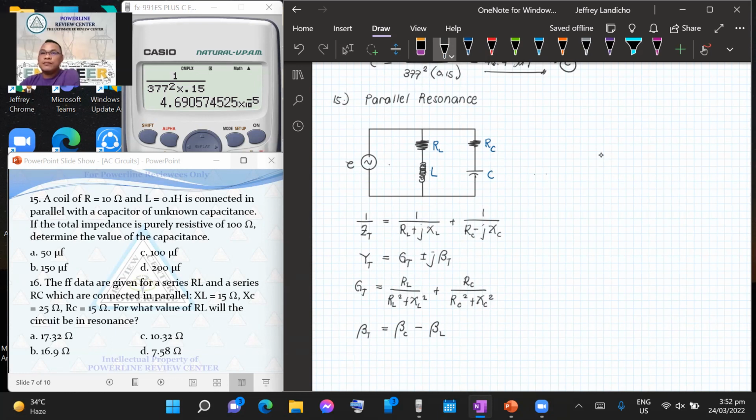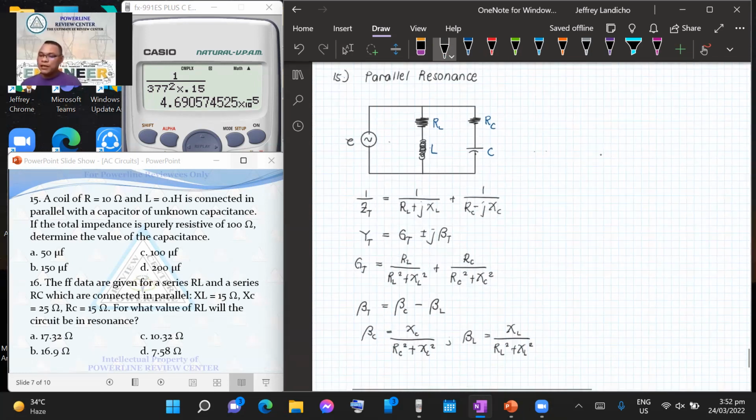Ano formula ng ating susceptance? So, alam na natin susceptance, reactance over. So, kapag kinuha mo yung capacitive susceptance, ibig sabihin, capacitive reactance, i-divide mo kanino? Resistance in series with capacitance squared plus yung capacitive reactance squared. Kapag kinuha mo naman yung ating B sub L, baguhin mo lang yung subscript. Yan lang naman yung ating magiging equation. Ngayon, pag sinabi natin at resonance, ano behavior? At resonance, the given circuit will behave as what? Purely resistive.